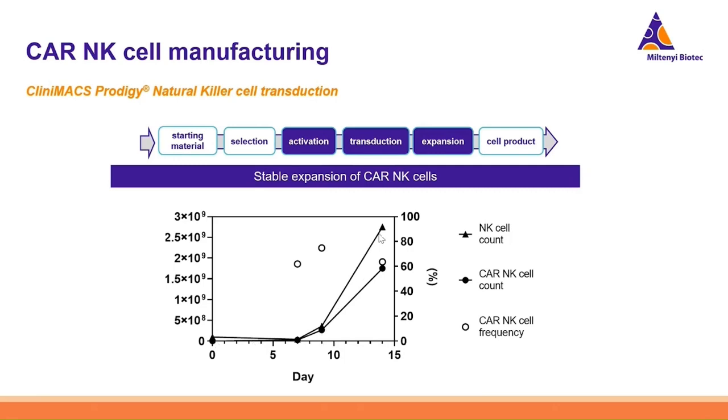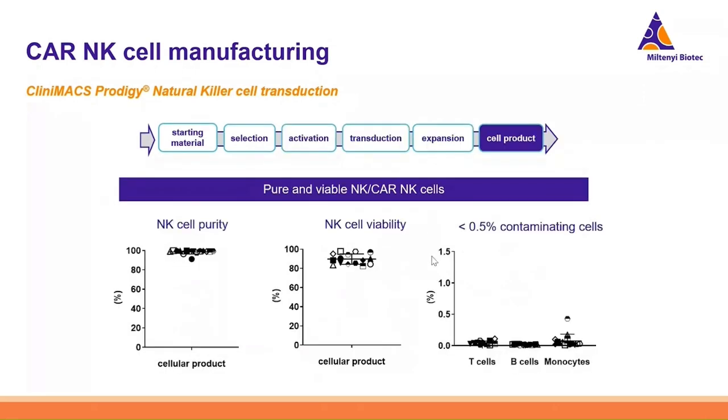And this exponential growth is not only for the NK cells, but also for the CAR NK cells. And we show that the percentage of CAR NK cells remains very stable during the culture, and we are doing 14 days. At the end of the 14 days, we have a very pure NK cell product, very good viability, and most importantly, very little contaminant cells. And this is highly important because we're using NK cells in an allogeneic setting, meaning there's no threshold or opportunity to have any contaminant cells.